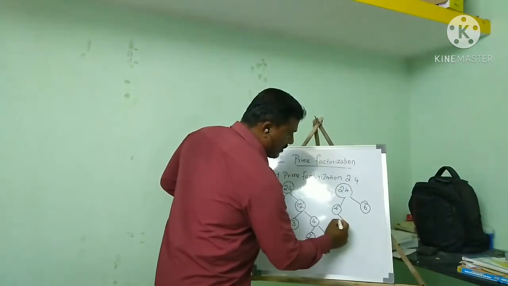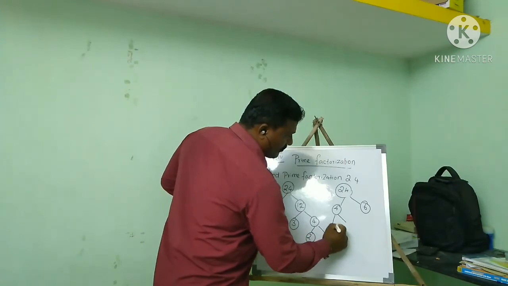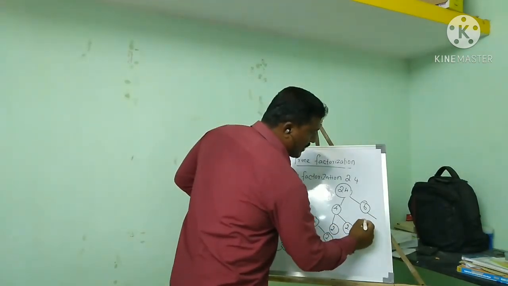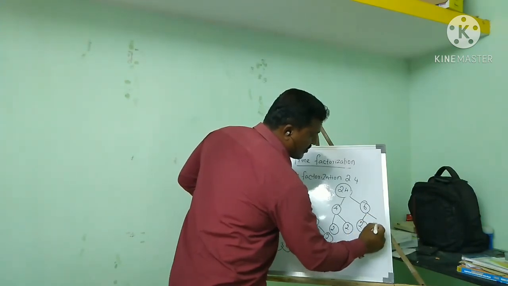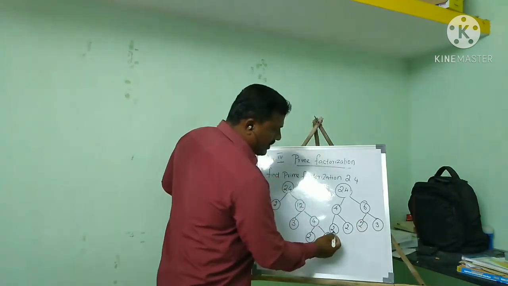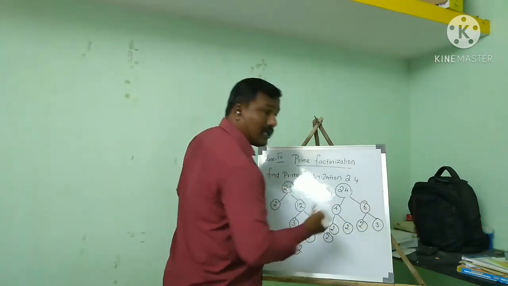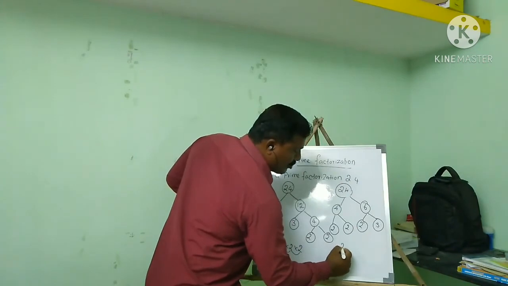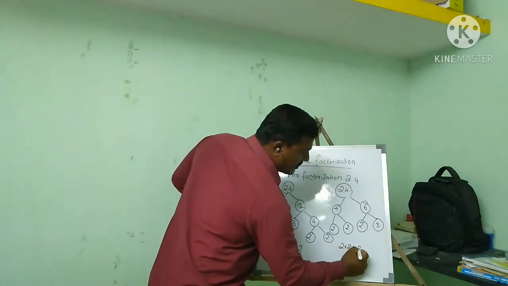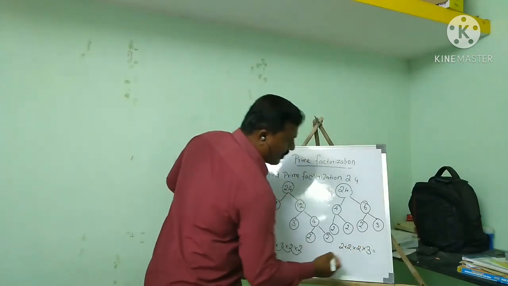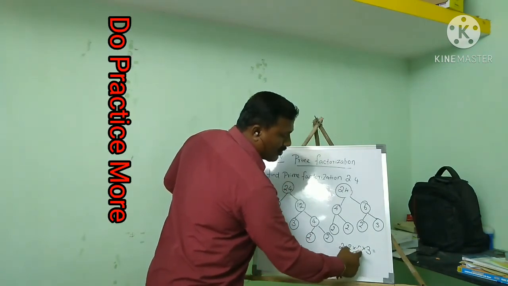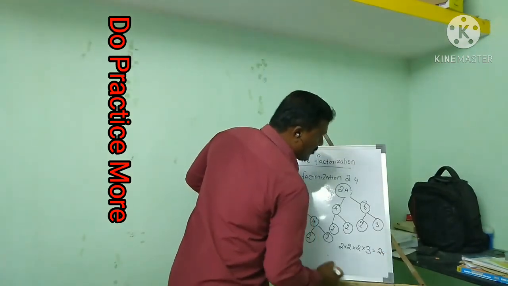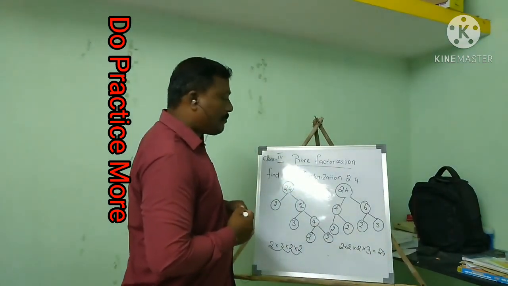So 2 2s are 4. Okay, here 2 3s are 6. But now see 2, 2, 2, 3, these are prime numbers. So now we can take these factors: 2 into 2 into 2 into 3. So total: 2 2s are 4, 4 2s are 8, 8 3s are 24. So you know how to find out the prime factorization.